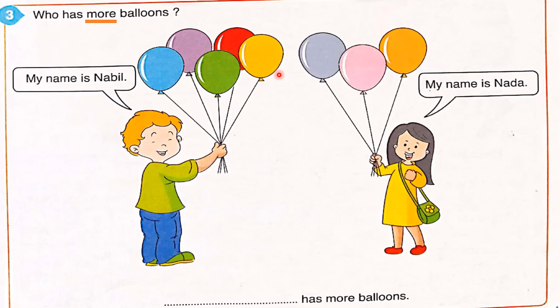Number 3. Who has more balloons? Nabil or Nada? My name is Nabil. This is Nabil. And my name is Nada. And this is Nada. Now, how many balloons does Nabil have? We go and we count. Let's count together. 1, 2, 3, 4, 5. Nabil has 5 balloons. We write 5. Now, how many balloons does Nada have? Let's count together. 1, 2, 3. So, Nada has 3 balloons.